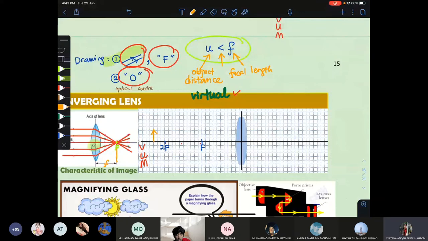Right, we want to draw. If the question asks you to draw, follow the principle. First principle. Next. Two. Focal point. One, two, three, four.